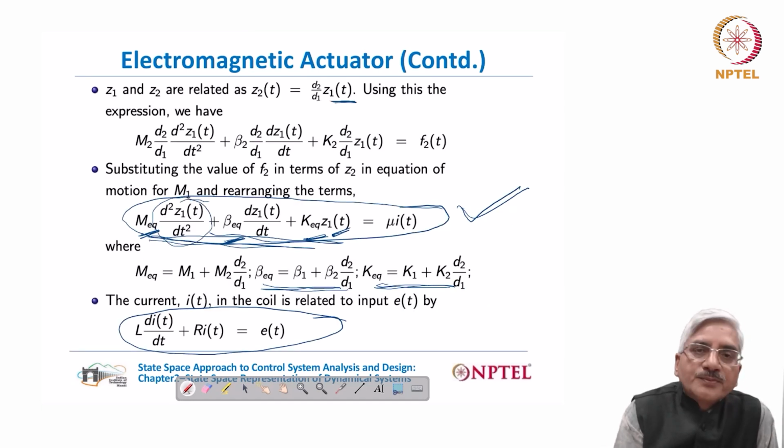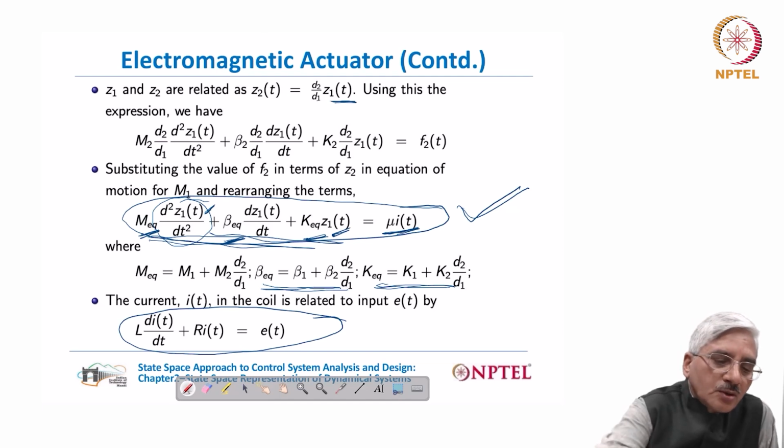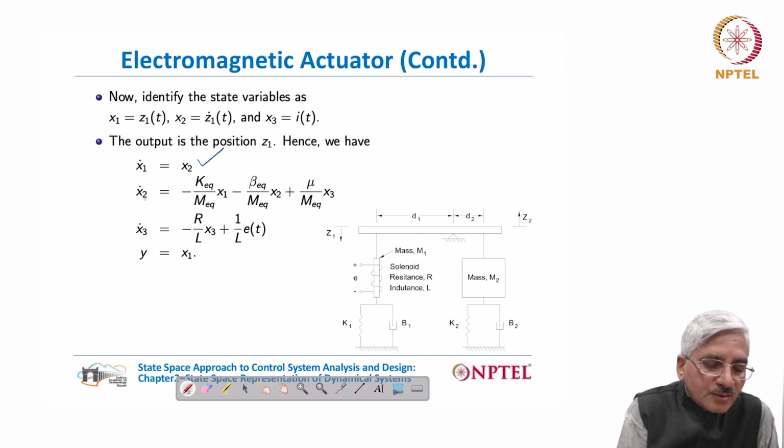d2z1 by dt square is equal to d dt of dz1 by dt, or d dt of z1 dot, and z1 dot has been identified as the state x2. So m equivalent x2 dot plus beta equivalent x2 plus k equivalent x1 will be equal to mu into I, which we have identified as x3. So this equation gives x2 dot equal to k equivalent by m equivalent x1 minus beta equivalent by m equivalent x2 plus mu by m equivalent x3.